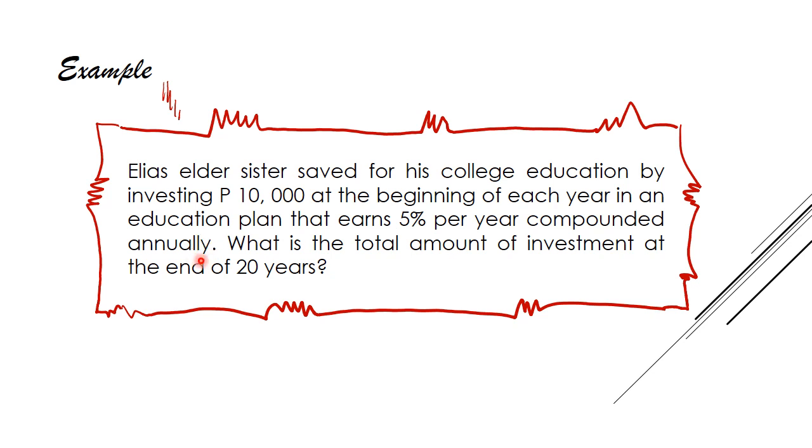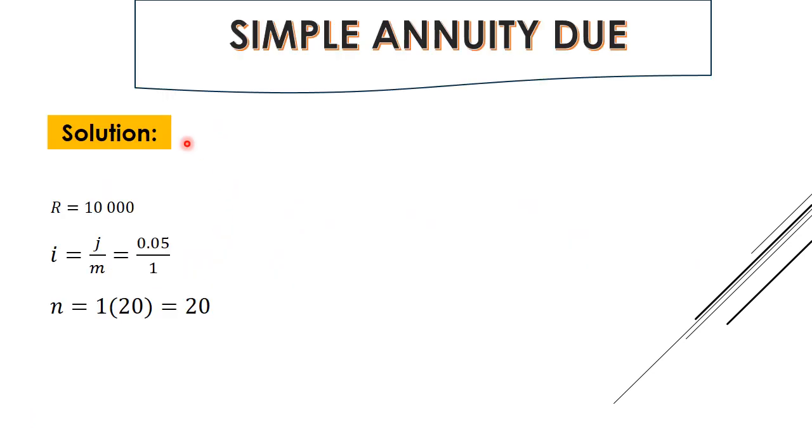So we can say that this is a simple annuity. Now, since it's the beginning of the year, this is also an annuity due. So you can say that this is an example of a simple annuity due. So to solve, the given is the periodic payment is 10,000, I is J over M, so we have 0.05 over 1 since it's annually, so our M is still 1. Now N is 1 times 20 since the time there is 20 years.